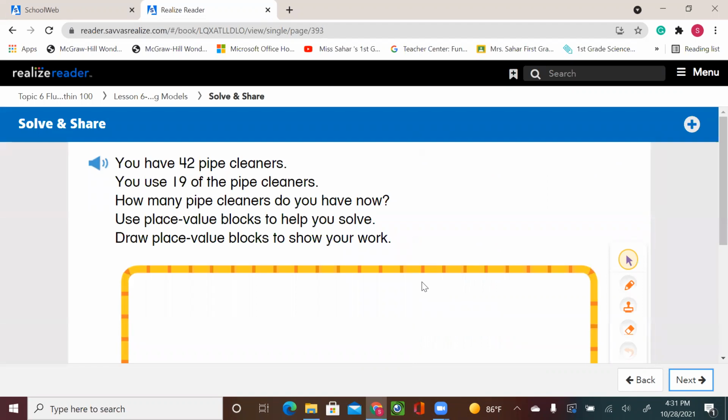In this lesson, we're going to subtract 2-digit numbers using models. You have 42 pipe cleaners. You use 19 of the pipe cleaners. How many pipe cleaners do you have now? Use place value blocks to help you solve. Draw place value blocks to show your work.